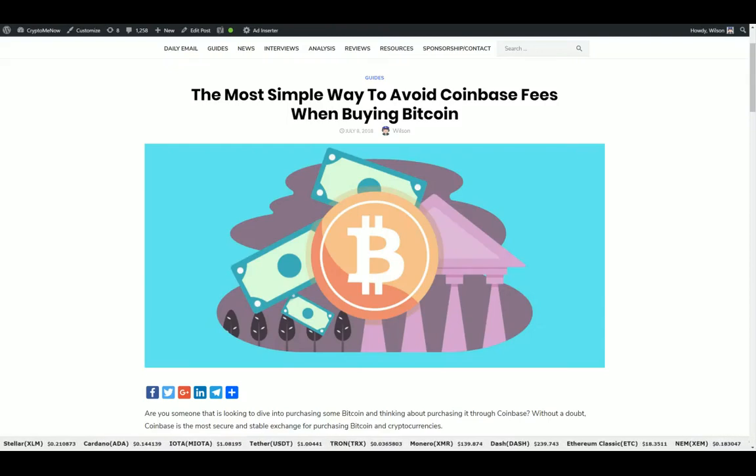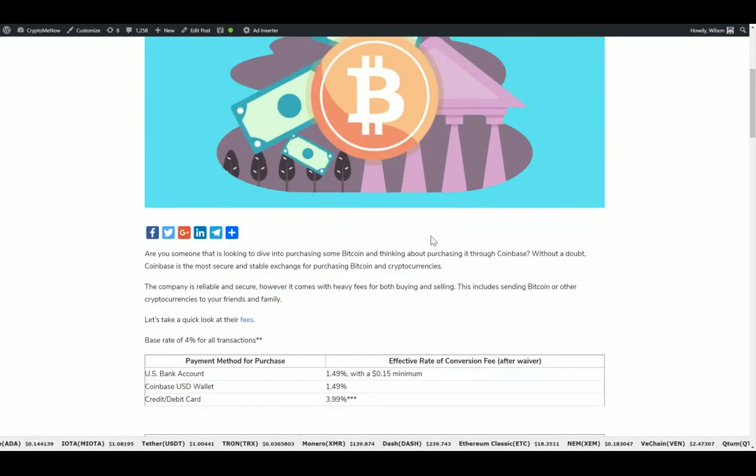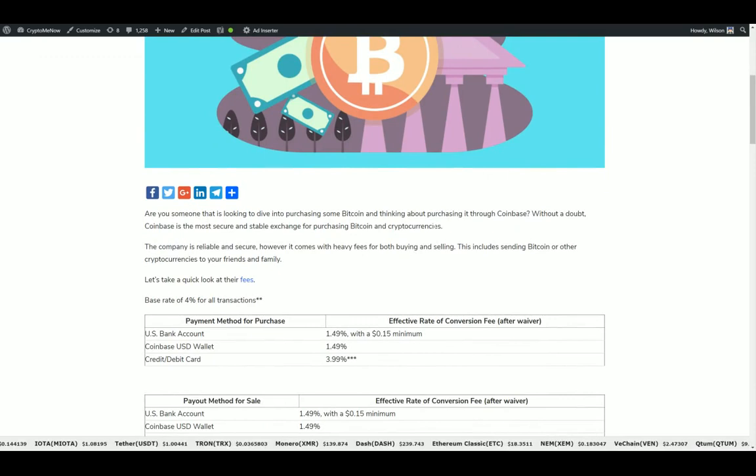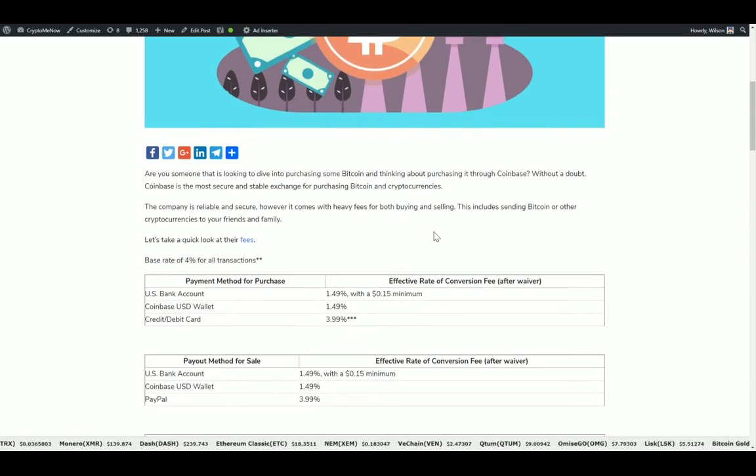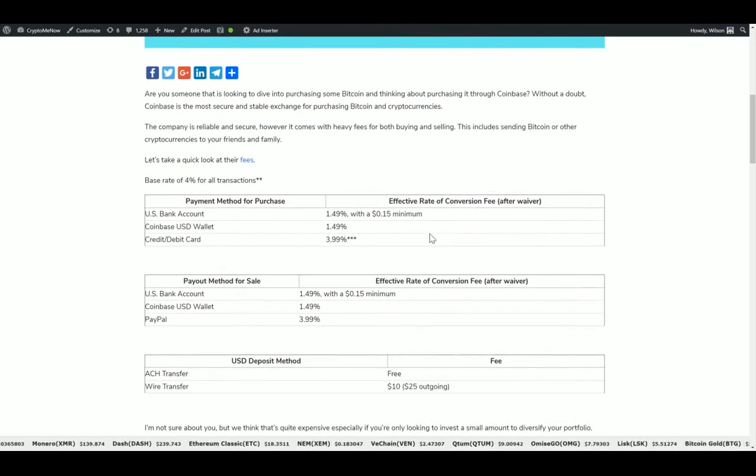In this one, I'm going to show you the most simple way to avoid Coinbase fees when you're looking to get your feet wet, buying some Bitcoin and doing some cryptocurrency investing. So Coinbase is an excellent platform. It's a cryptocurrency exchange that probably most of my viewers are familiar with. You probably purchased crypto initially through Coinbase, Bitcoin, Ethereum, or Litecoin. The company is super reliable, super secure, and of course super popular. It's probably the go-to solution, but it comes with very, very heavy fees.